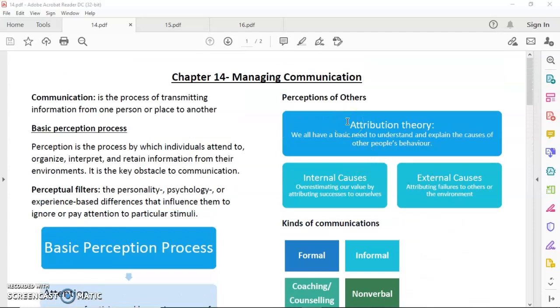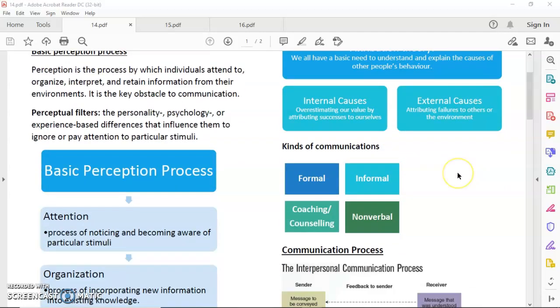After here, we got the perception of others. The attribution theory is basically about having a basic need to understand and explain the causes of other people's behavior. There are internal causes and external causes. After, the kinds of communication: formal, informal, coaching and counseling, and nonverbal communication. All of these kinds of communication are important in business communication, are often used, and the right one must be chosen for the different messages.